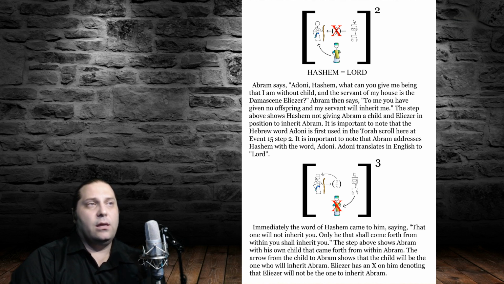Step 3. Immediately the word of Hashem came to him, saying, "That one will not inherit you. Only he that shall come forth from within you shall inherit you." The step above shows Abram with his own child that came forth from within Abram. The arrow from the child to Abram shows that the child will be the one who will inherit Abram. Eliezer has an X on him, denoting that Eliezer will not be the one to inherit Abram.